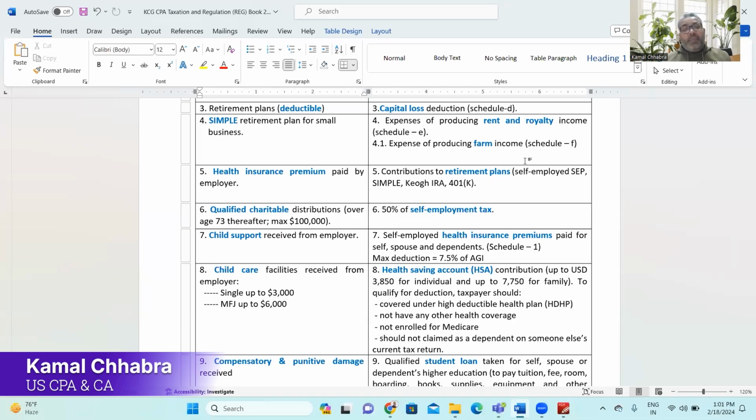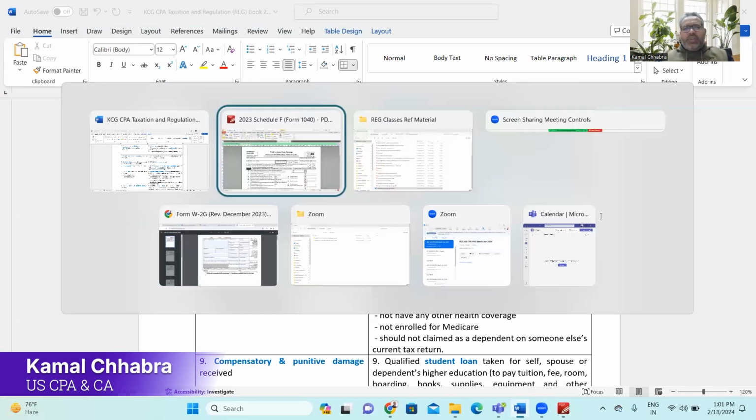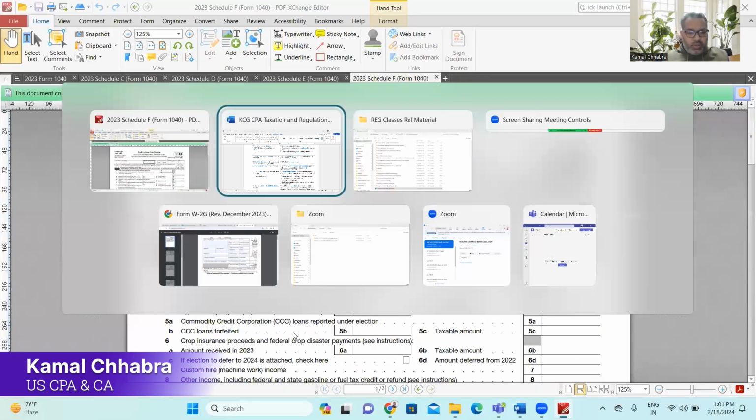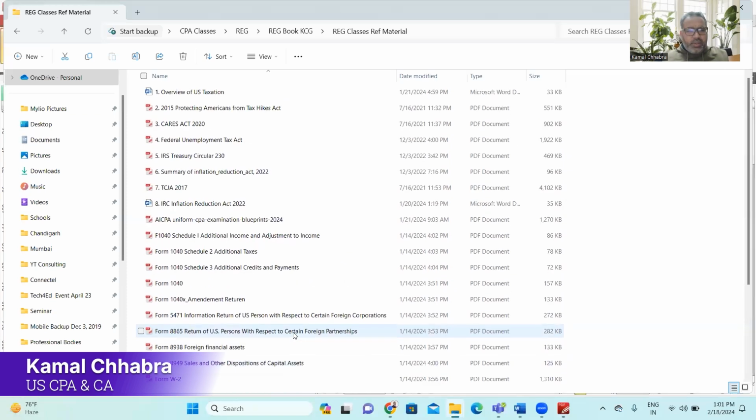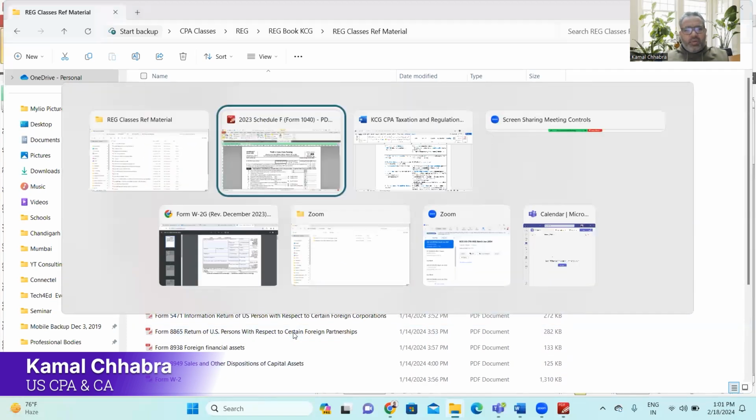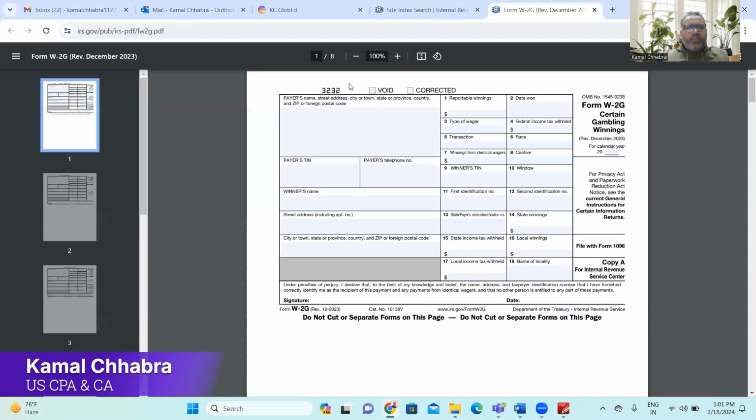Next is self-employed health insurance premium paid for self, spouse, and dependent. So in Schedule 1, this information will go, which is your deductions schedule. I think that we have not downloaded. Let me download that for you really quick.